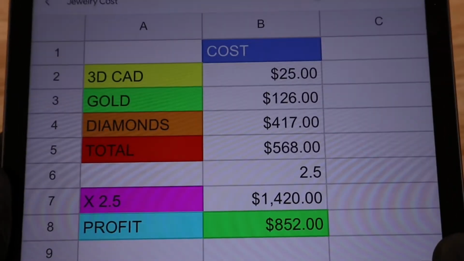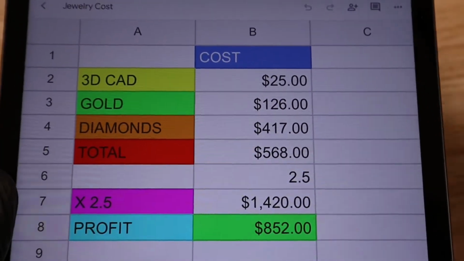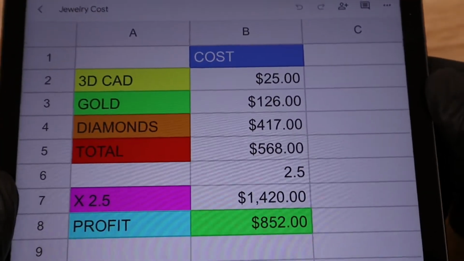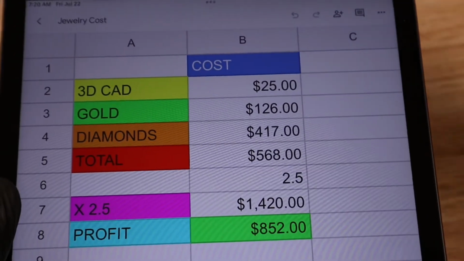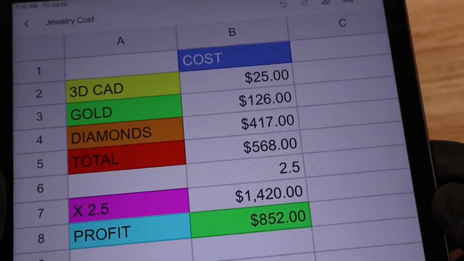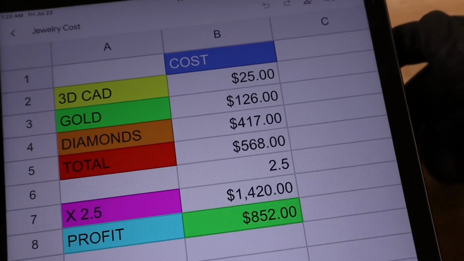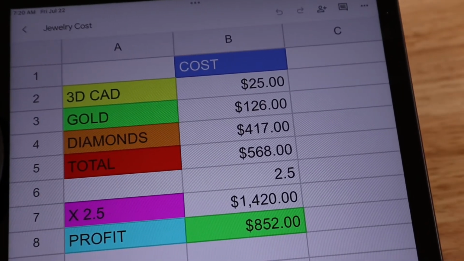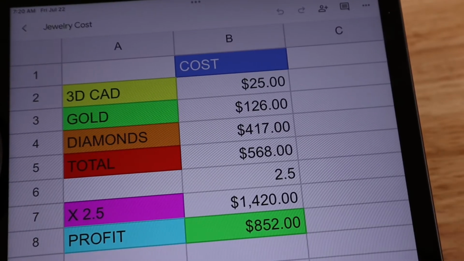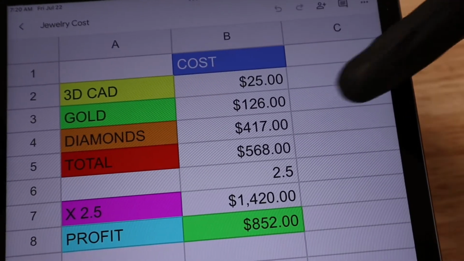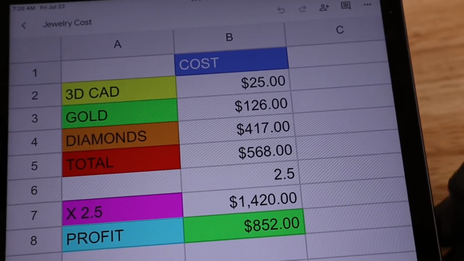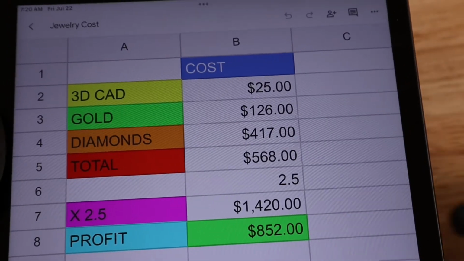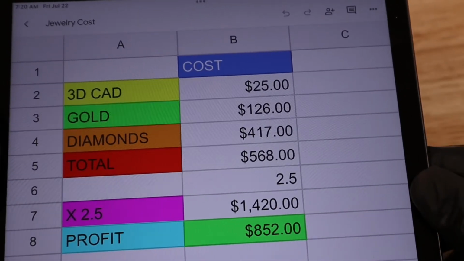So here we have a breakdown going from the 3D CAD file. It costs us $25 for a 3D CAD file. And then in the gold, it was about a good 1.65 grams in 14 karat gold, and it costs us about $126. Then we're using VS diamonds. We need about 16 diamonds, and they're 2 millimeter. It costs us about $417 for the VS diamonds. Our total cost in the project is $568.